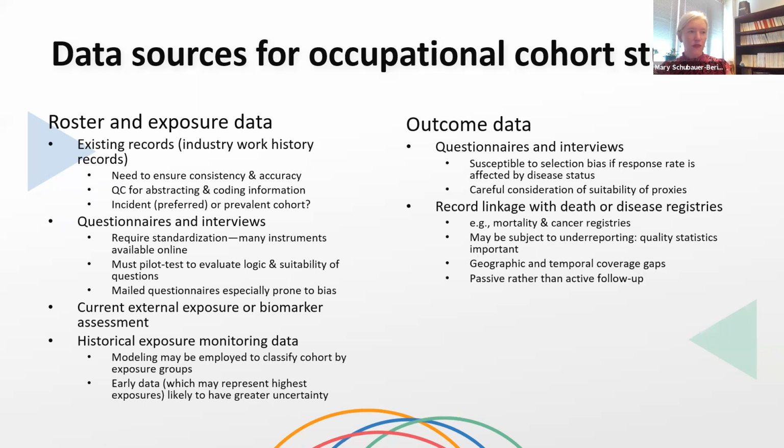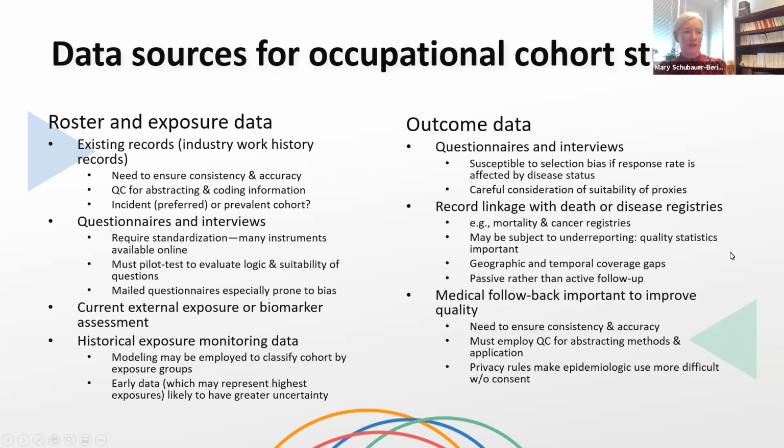Record linkage is often used with death registries or disease registries. These can be subject to underreporting, and quality statistics are important here. They may have coverage gaps geographically or temporally, and usually researchers use passive rather than active follow-up, and this can be problematic if you have these geographic or temporal gaps. Regardless, medical follow-back is preferred if possible to improve the quality of the outcome assessment, and this has become more difficult with enhanced privacy rules pretty much all over the globe.